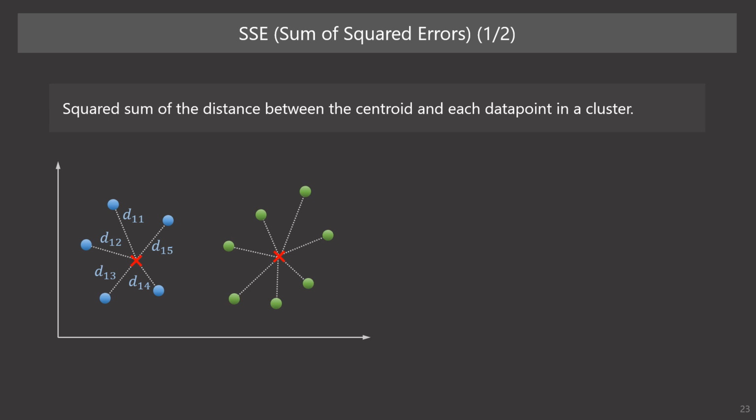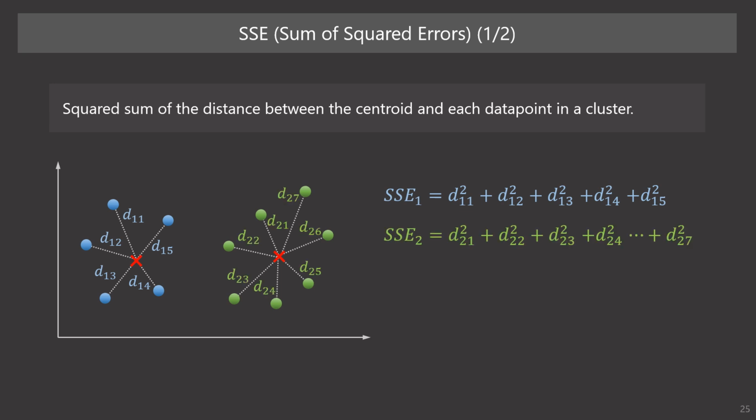For each of these 6 blue dots, compute the Euclidean distance between the dot and the centroid. Then, compute the square of each Euclidean distance, and aggregate the squared distances. It is the SSE of this cluster. Then, we compute the SSE for other clusters. The total sum of SSE can be a metric for this clustering result.